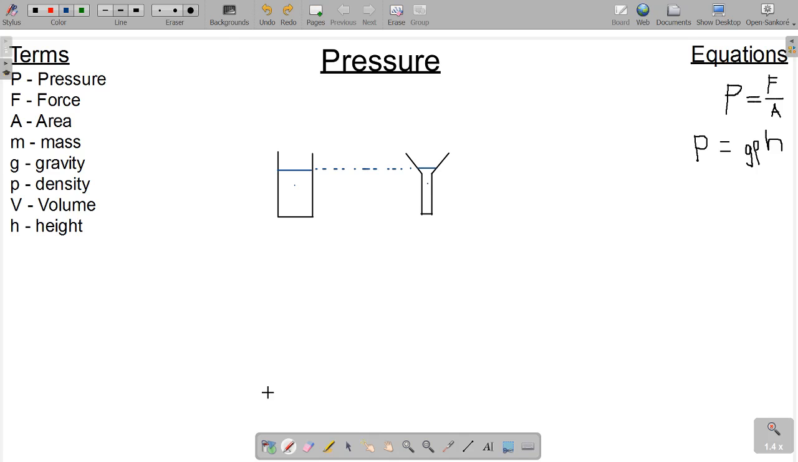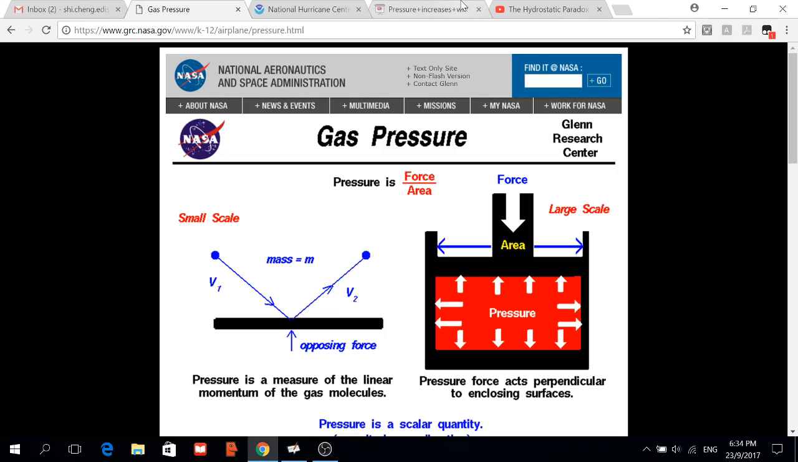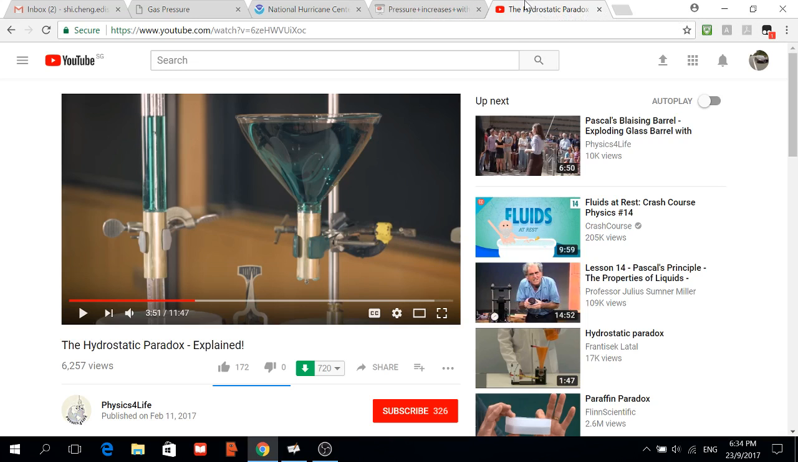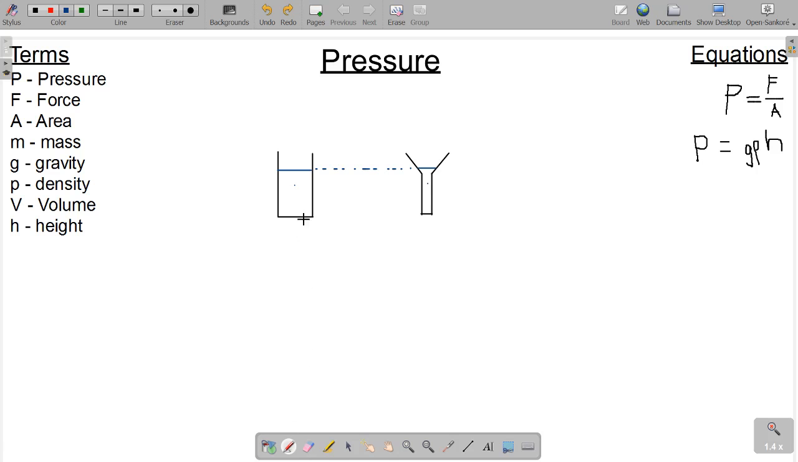pressure only depends on the height. So wait, before that let me explain something else. Pressure, as a scalar, acts in all directions at any given point.